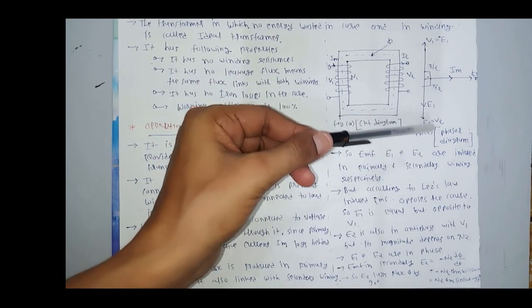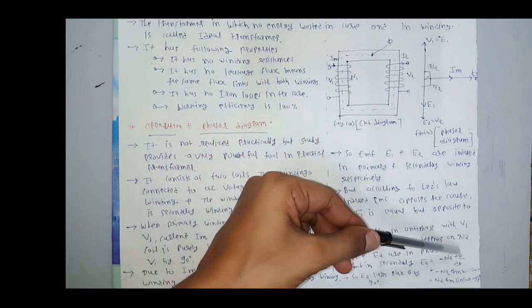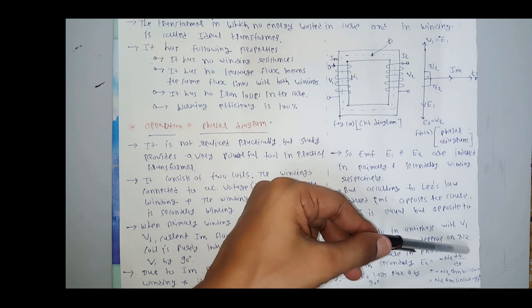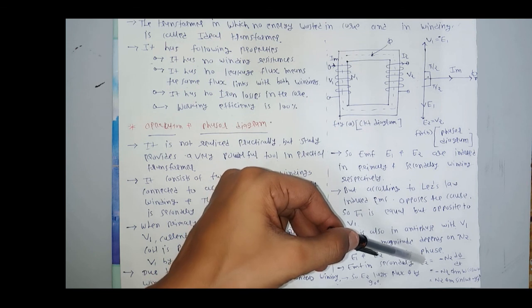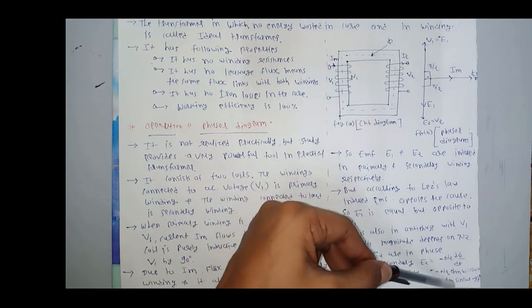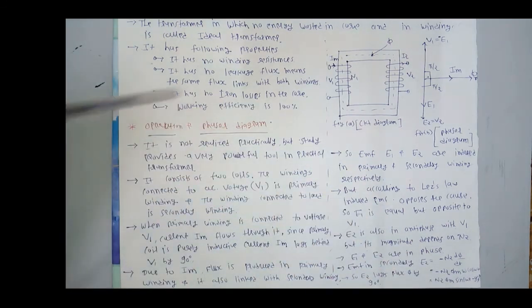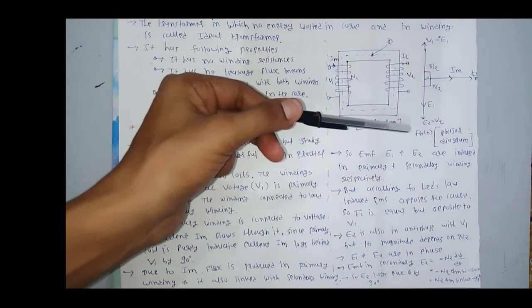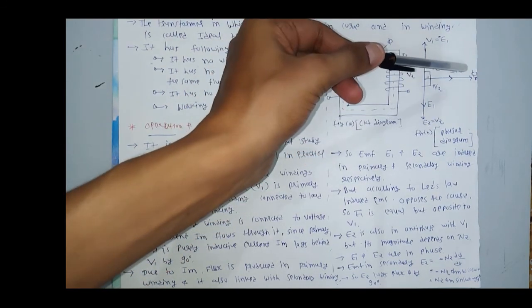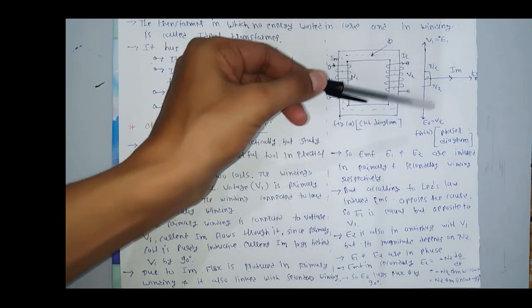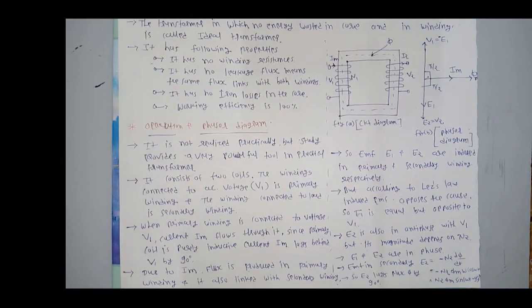Okay. Here E2 is given by minus N2 d phi by dt. When we put phi equals phi m sin omega t in this equation, we finally have the equation of EMF induced in the secondary winding: E2 is equal to N2 phi m omega sin omega t minus 90. So that's why we can say that the EMF induced in the secondary winding lags this flux by 90. So this is all about the ideal transformer.